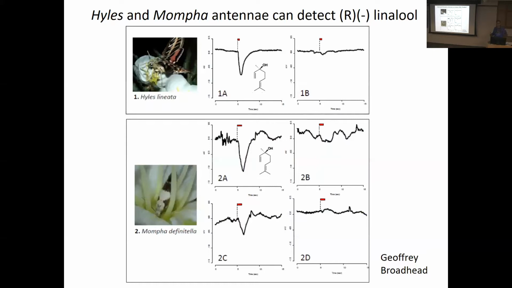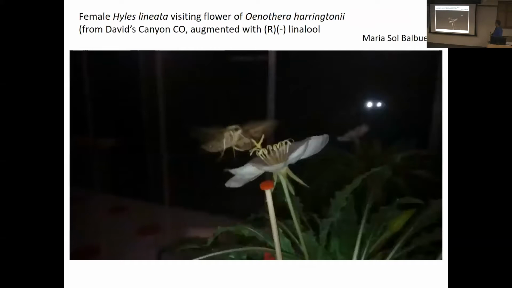What are the units on the graph? The vertical units are millivolts and the horizontal are time in seconds. The red bar is the duration of the stimulus. So we're puffing an odor over an antenna and then stopping the puff, okay? So these are a half second each and these are a second each. Thanks. All right.